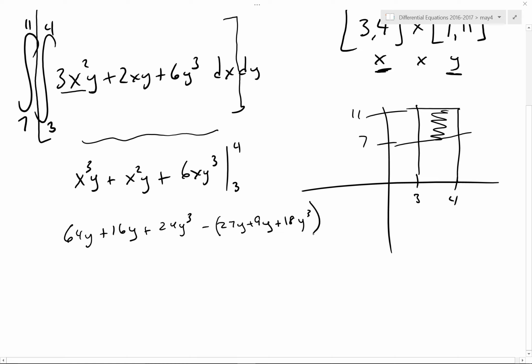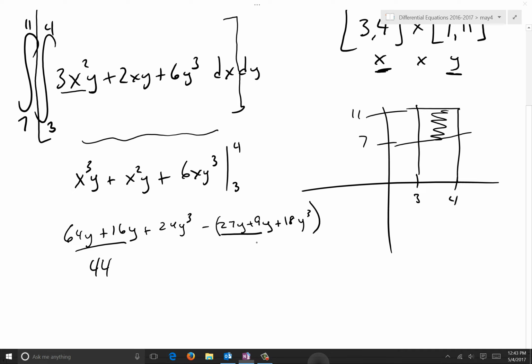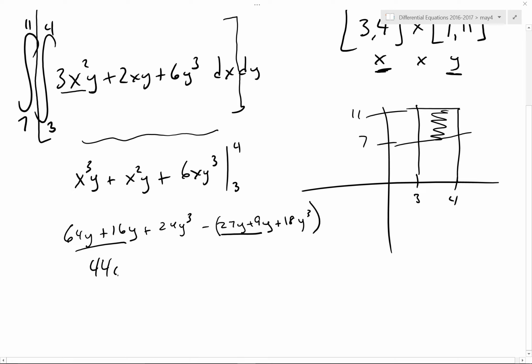Right? So if you combine them, 64 minus 27 is 37. Oh, why did you do that? Well, I can do this too. 9 minus 6, 16 minus 9 is 7, so plus 7 is 44 of them, I think. You should check my math, but that sounds right. It's 80 minus 36. Yeah, it's 44 y's. There we go. And then plus 6y cubed. So all of this business in here comes down to that guy right there.